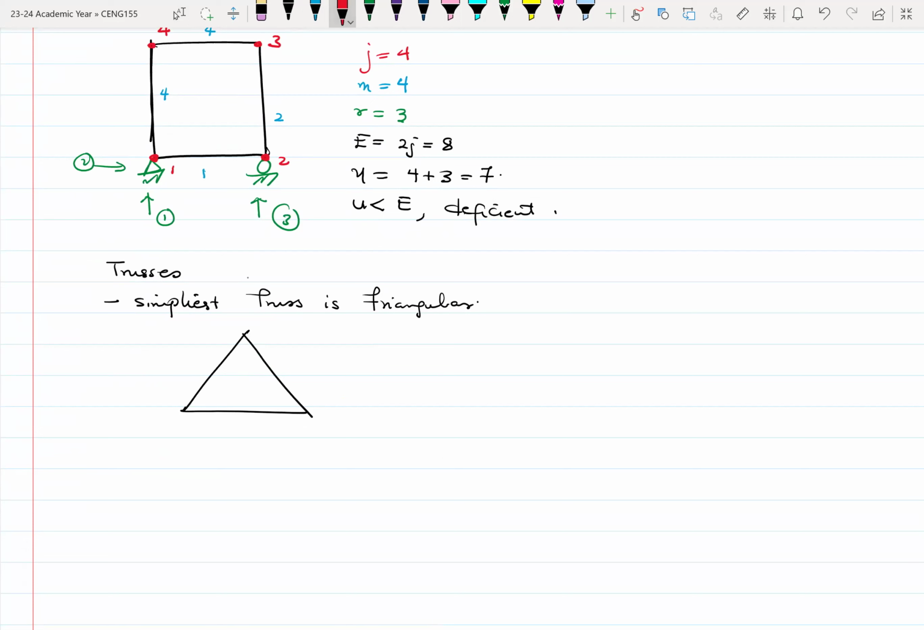Okay. So you have this and that. Here we have how many joints? Our joints are 3. Our members are 3. Our unknown reactions are also 3. So E is equal to 2J, which is 6. U is equal to 3 plus 3 for M and R, which is equal to 6. So this is what? Perfect. All right. And in this simplest form, this will be the perfect frame that we have.